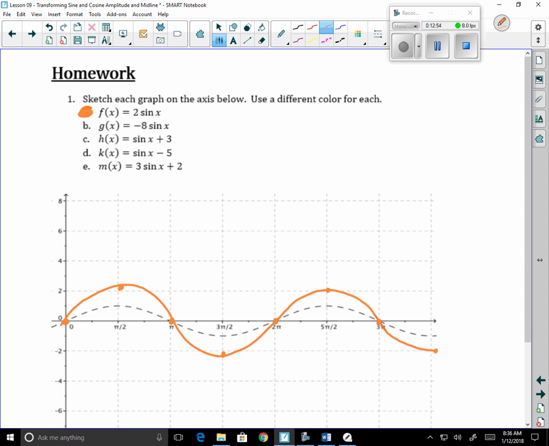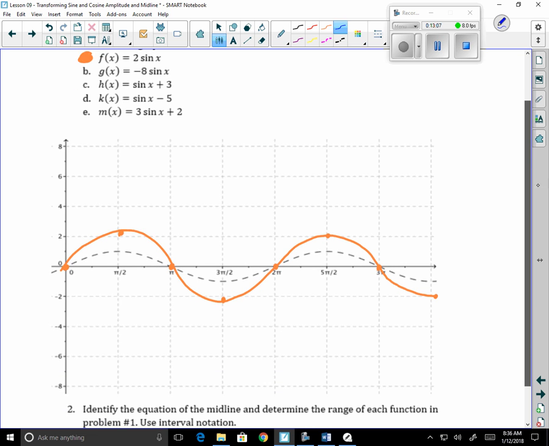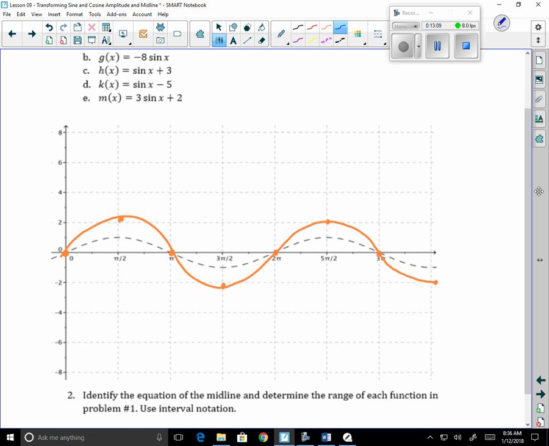And I'll use some color here just to show which one is which. The sketch doesn't have to be perfect. I'm really just seeing that you understand the range and all of that good stuff. The next one says -8. So since it's negative, I know it's going to be upside down. And I know it's going to go from -8 all the way back to +8. But it's still going to start at 0, 0.